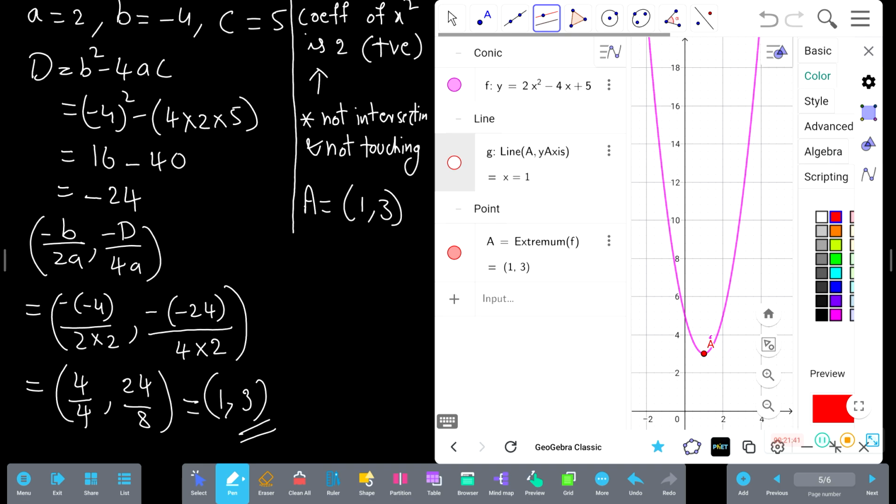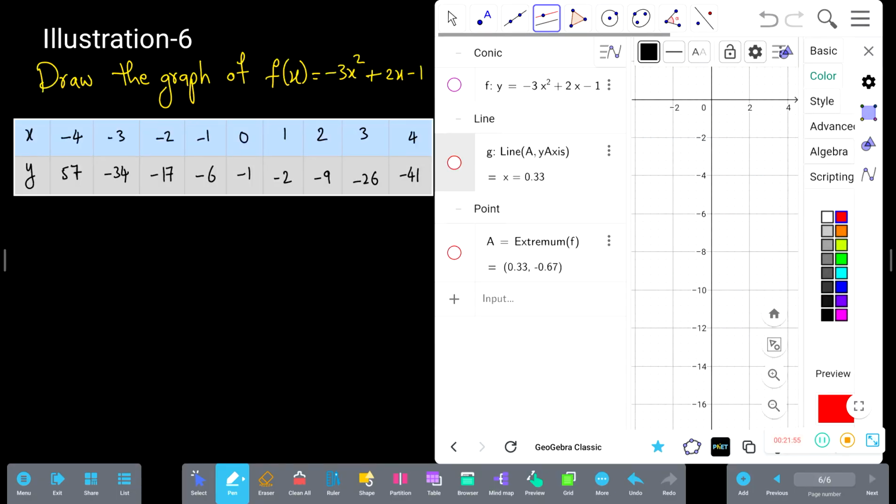Now again we can see the axis of this parabola. This is the axis of this parabola, right? Next we'll go to the last illustration, number 6. Draw the graph of f of x equal to minus 3x square plus 2x minus 1. In this we can say that a is equal to minus 3, b is equal to 2 and c is equal to minus 1.